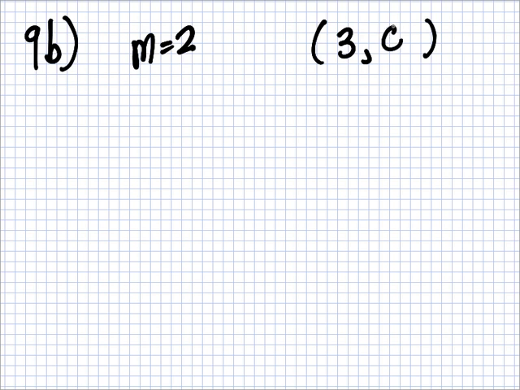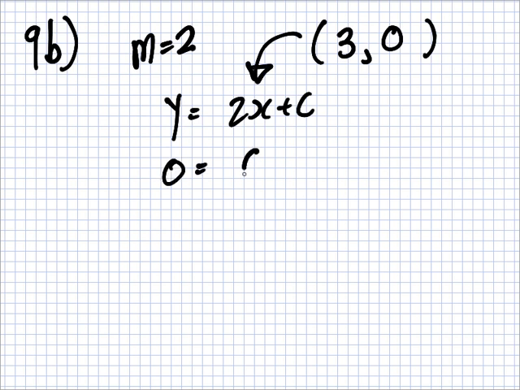So 9b. I tell you that the equation of the line has a slope of 2 and it crosses the x-axis at 3. Which if you think about it means (3, 0) is a point on the line. Oh, no, it's not so bad. So now I have y equals 2x plus c, in that goes. 0 equals 6, because it's 2 times 3, plus c. So c equals minus 6, and there's my answer.